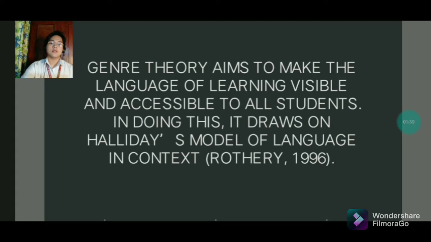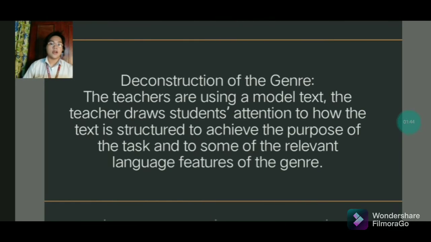So let's proceed now to the key stages, which are the deconstruction of the genre, joint construction, and independent construction. So first, let's talk about the deconstruction of the genre. The teachers are using a model text. The teachers draw students' attention to how a text is structured to achieve the purpose of the task and to some of the relevant language features of the genre. So the students should have a basis in order for them to have an idea or a schema. That's why teachers are using a model text, so the students will be able to understand how the text is being structured.